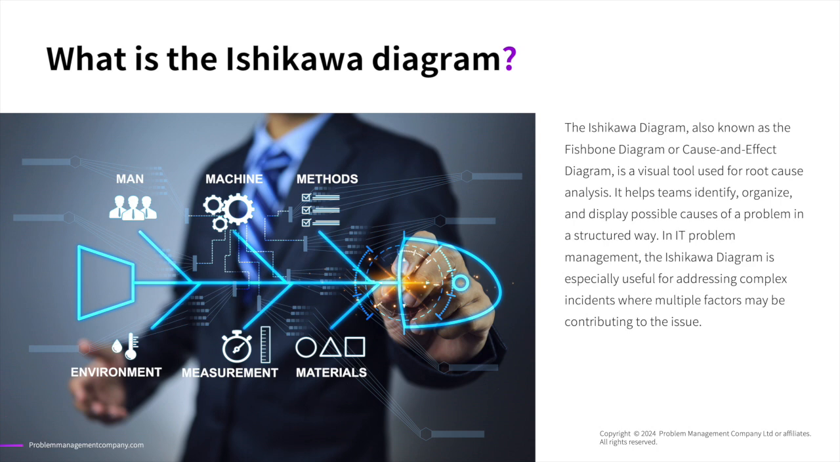The Ishikawa diagram is a cause and effect tool that looks like the skeleton of a fish, with the problem or effect as the head of the fish and the possible causes represented as the bones. This tool helps teams to brainstorm and categorise potential causes of a problem, allowing them to systematically analyse these causes to find the root cause.